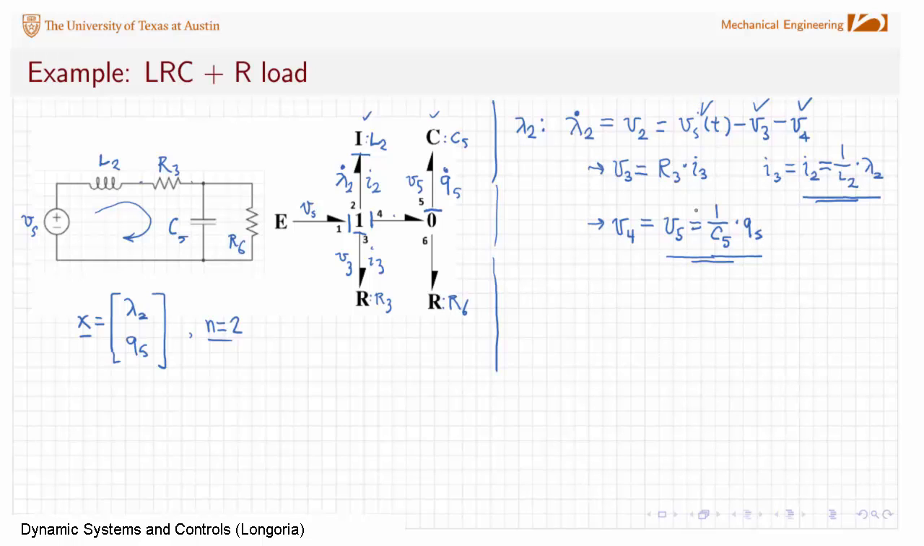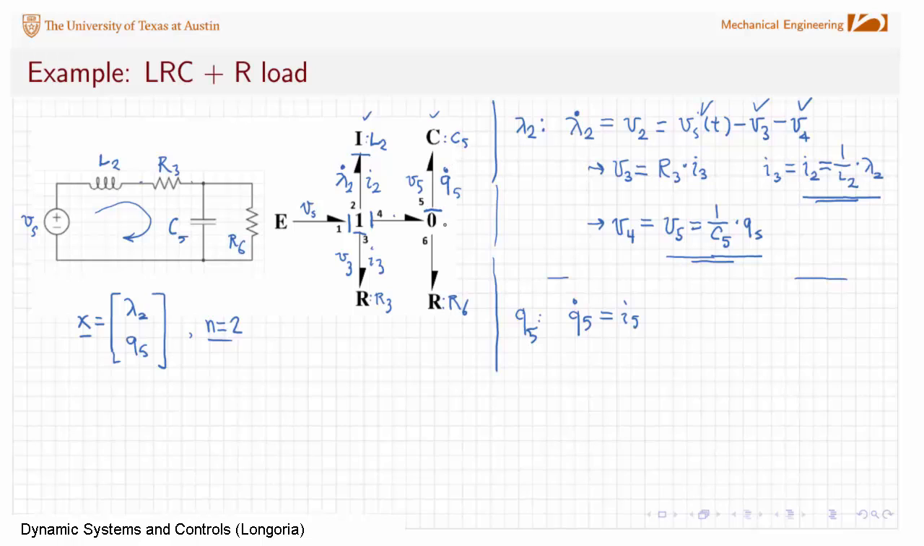Once I back substitute everything into here, I can write lambda dot 2 in terms of inputs and states, and I'm done. And I'll let you finish that part. Okay. So that's the state equation for lambda 2. What's the state equation for my other state? It's Q5. That's Q dot 5. And that's equal to the rate equation here, which is equal to the current I5, right? Now, what is I5? That's the current into that capacitor.